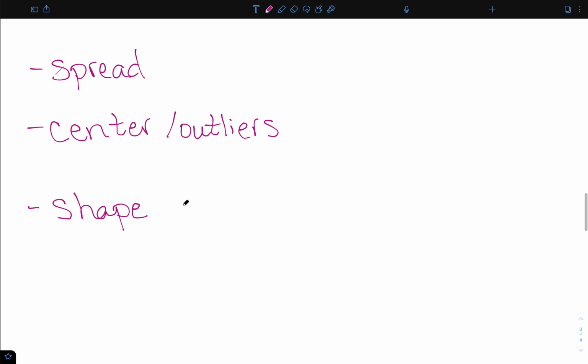The third thing we'll want to consider is shape. Histogram distributions are very rarely perfectly shaped, so it's not necessary to have an exact shape, but instead we want to identify patterns. And there are several different patterns that may occur. Now I'll look at a few of the more common ones.